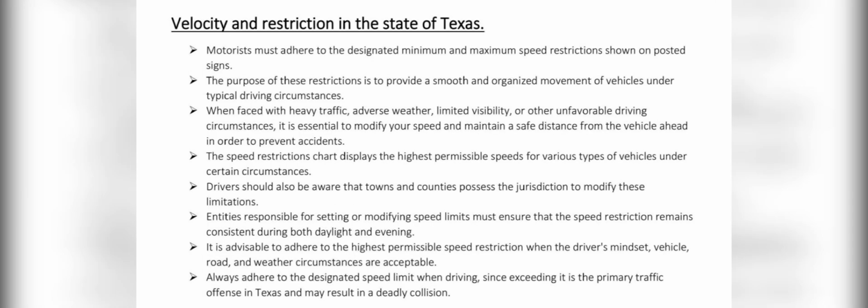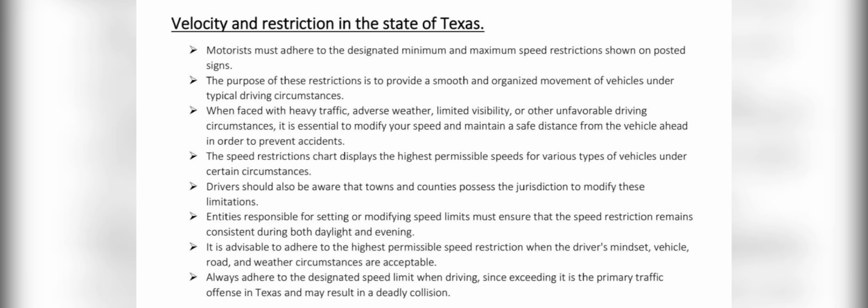Velocity and restriction in the state of Texas. Motorists must adhere to the designated minimum and maximum speed restrictions shown on posted signs. The purpose of these restrictions is to provide a smooth and organized movement of vehicles under typical driving circumstances. When faced with heavy traffic, adverse weather, limited visibility, or other unfavorable driving circumstances, it is essential to modify your speed and maintain a safe distance from the vehicle ahead in order to prevent accidents.